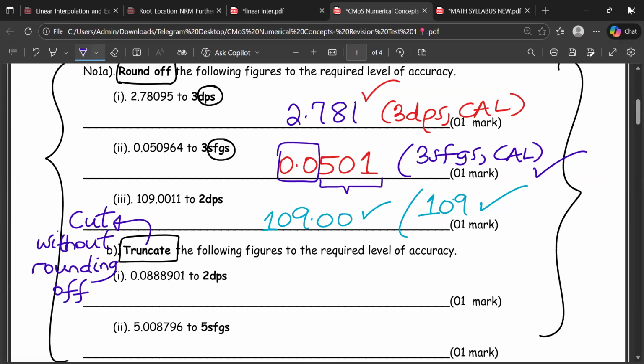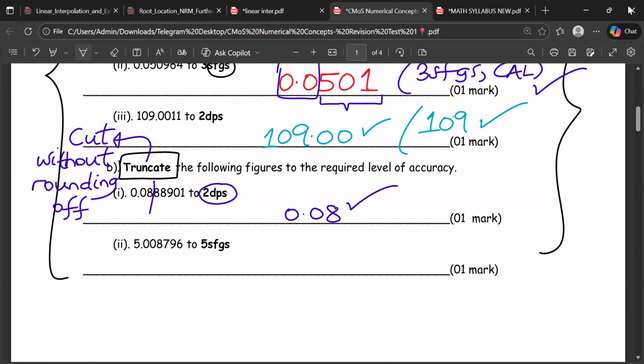So when they say to do 2 DP, how will the answer be? 0 point, 0.08. Exactly. Hope you people are getting it. With truncating, you just cut without rounding off. So where 2 DP is, you cut. You just write what you see. Don't say that 8 will make 9. No. Truncating, just cut and don't round off. Period.